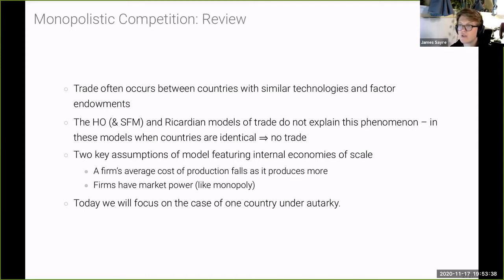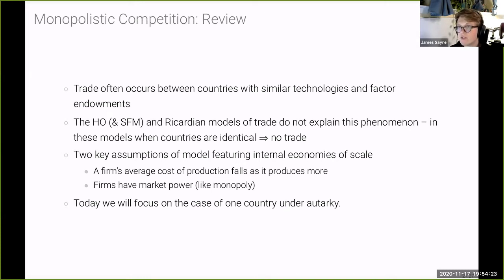But if you just look at the Heckscher-Ohlin and specific factors models, as well as the Ricardian model of trade, this phenomenon of trade happening between similar countries, we don't see that. If, for instance, the marginal productivities of labor or technologies, or the marginal products of each factor, are the same across countries, and countries have the same endowment of, say, labor and capital, then in those models no trade is going to occur, because there's no difference in relative prices between those countries, and therefore no trade, or no gains to trade, even if they were to trade.